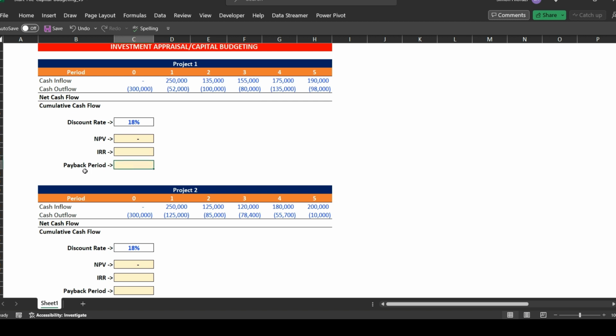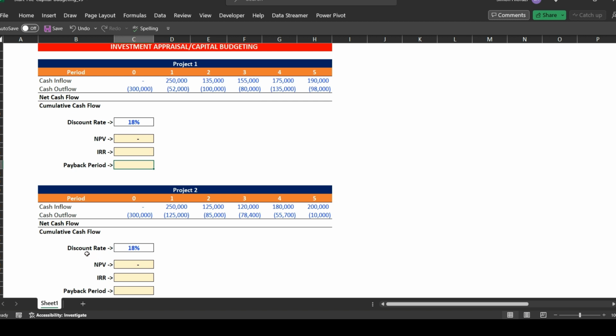Then the next KPI will be the payback period. This is where you are much concerned about the cash flow of the business, so you want to quickly recoup all your investment. Here you look at in which year you will be able to generate net cash inflow. You find the cumulative cash flow and consider which year will give us positive net cash flow.